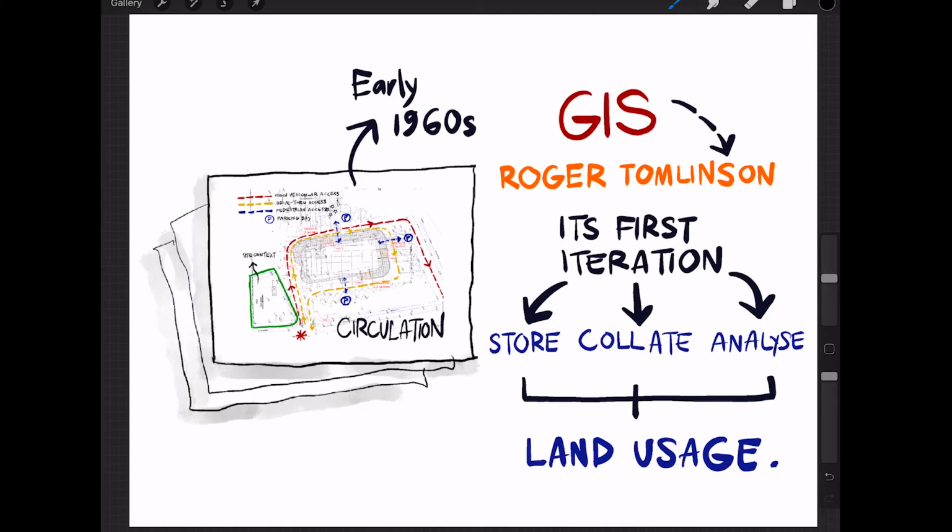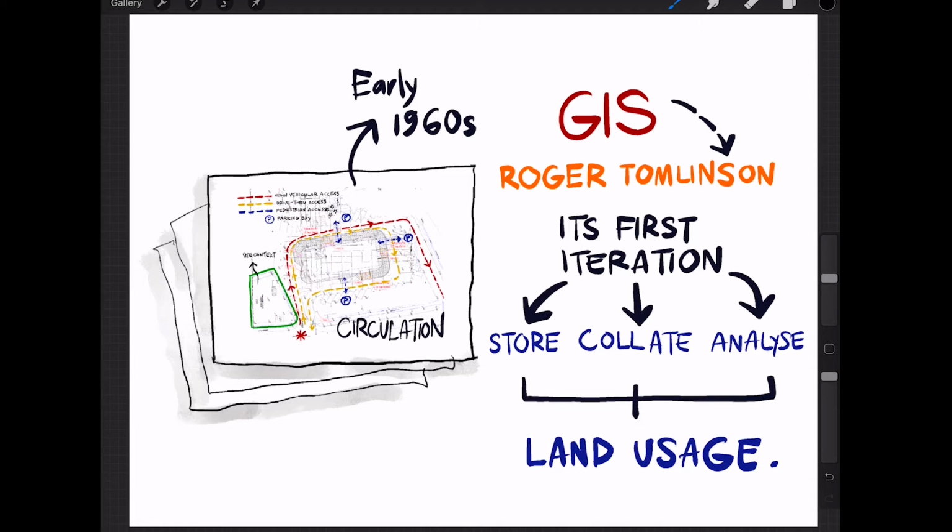The idea of GIS, its first iteration, and iteration means a repeating process, consists of three things. First, store, then collate, and also analyze. These three processes must be repeated to compile information about land usage.